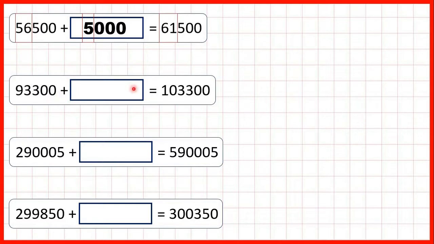Now 93,300 plus something equals 103,300. If we highlight the digits that have changed, the 9 has turned into a 10. Notice we've gone from a 5-digit number to a 6-digit number. So, because 9 plus 1 is 10, our missing number is 10,000. That's a 1 with 4 zeros on the end, because the last 4 digits of our number have stayed the same.